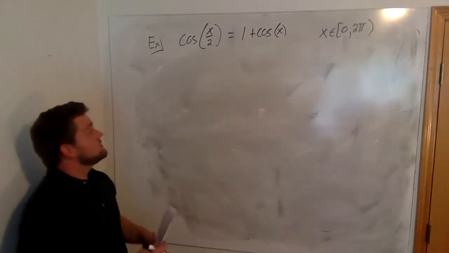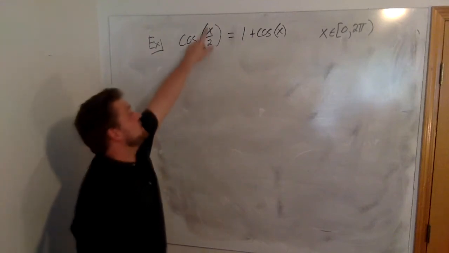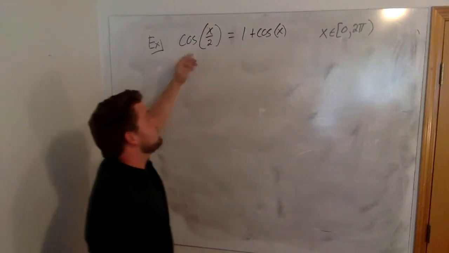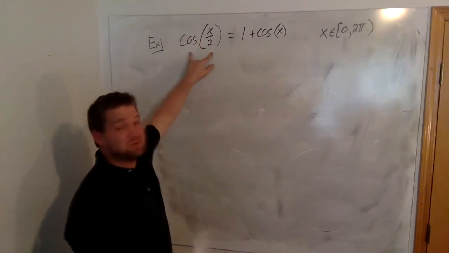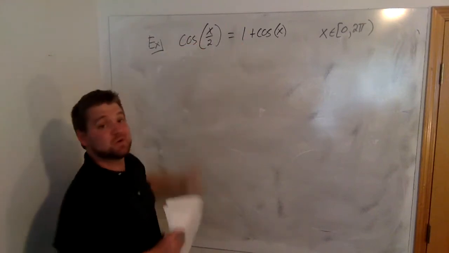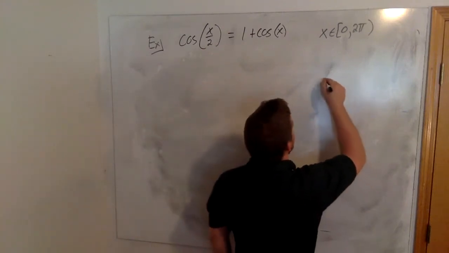Okay. Key thing to realize here is we have a half angle formula. We have an x over 2, we have an x. We should be reminded that we do have a half angle formula that is going to be really useful for us solving this equation. So let's remember what it is.